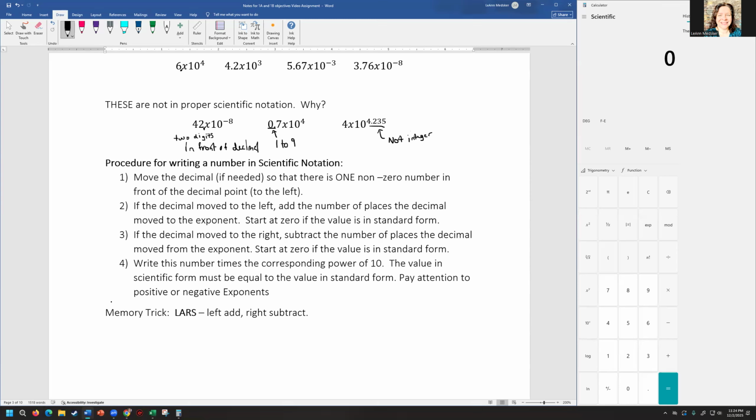Make sure you're paying attention to whether your exponent should be positive or negative. Here's a memory trick to help us know if we've moved it correctly. If you move the decimal to the left, you're going to add to the exponent. If you move the decimal to the right, you're going to subtract from the exponent on that power of 10.